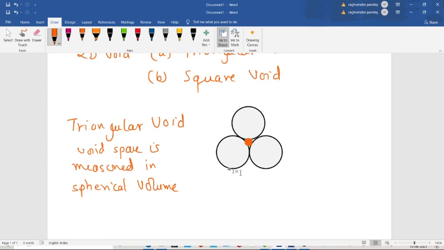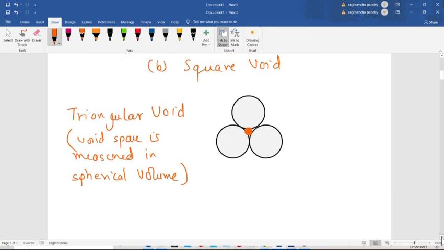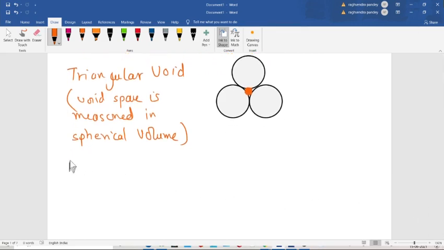Okay, so the triangular void. The void space is always measured in the spherical volume. When we say spherical volume, we have to calculate only the void radius.